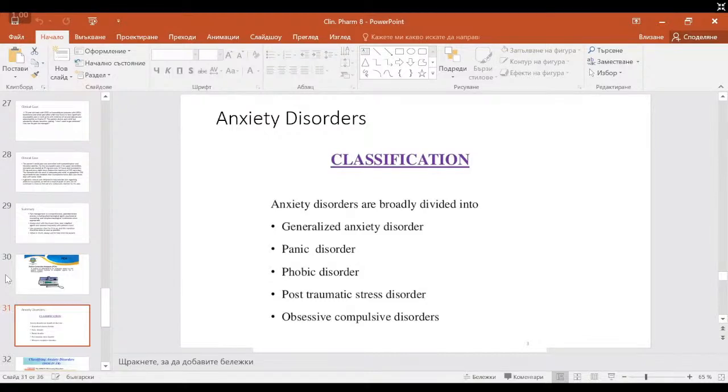Going to the next topic, about anxiety disorders. I think from psychiatry, I believe you have started studying psychiatry this year. It's a very interesting subject, of course. And there is this great class of disorders called the anxiety disorders, which are usually divided into GAD, or generalized anxiety disorder, panic disorder, phobic disorder, PTSD or post-traumatic stress disorder, and obsessive compulsive disorder.